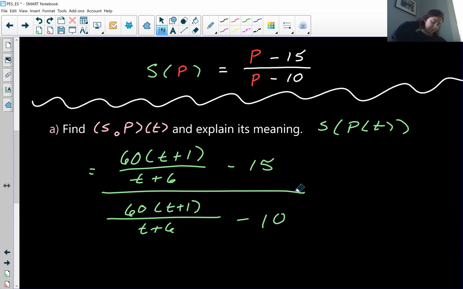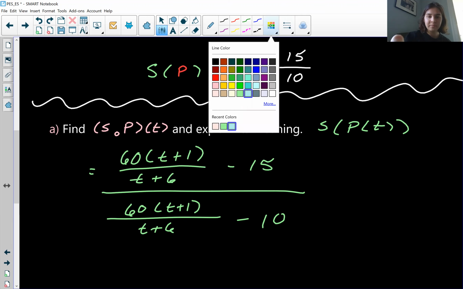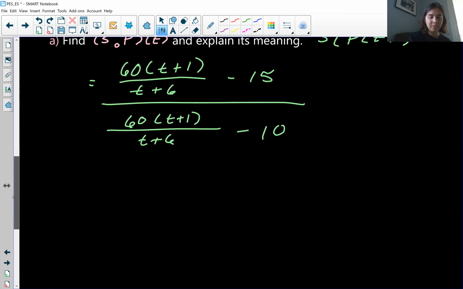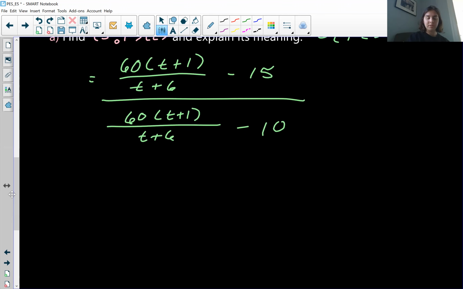Okay, so let me just tell you kind of what I did here. Basically, you would have to get a common denominator on the top and bottom. So you would get one fraction on the top, one fraction on the bottom. They have a common denominator of t plus 6, so that would end up canceling out. And you would just have a numerator and a denominator. It's a little bit messy. I don't think you're going to have to do anything of the sort. So let me look at the answer.